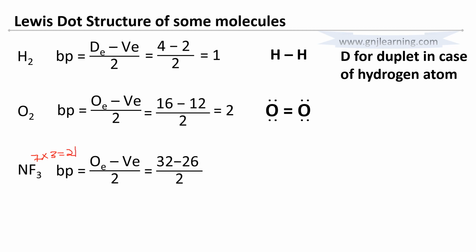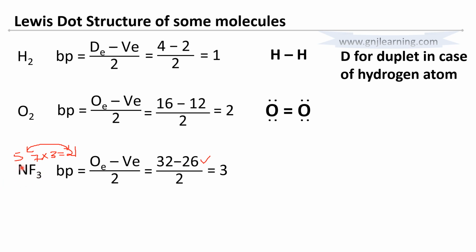And in the case of nitrogen, it has 5 electrons. So when you add 21 and 5, the result will be 26. That's how I got the valence electrons as 26, the total valence electrons in this molecule. There is no charge for this species, so the available electrons is 26. Clear? So what will be the number of bond pairs? That is 3.